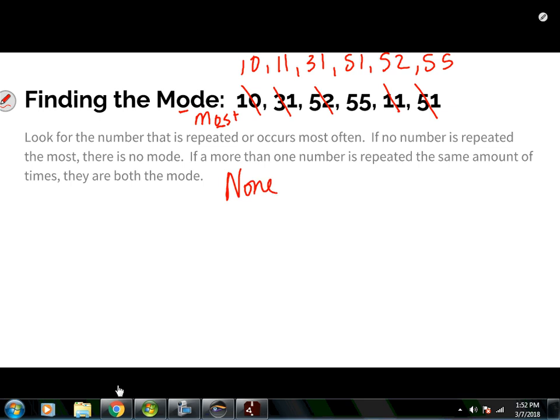But if I had 31 listed twice, I would say 31 is the mode. Now, if I had 31 listed twice and 52 listed twice, they would both be the mode. However, if I had 31 listed 3 times and 52 listed only 2 times, 31 would be my mode. It's the number that's listed the most.